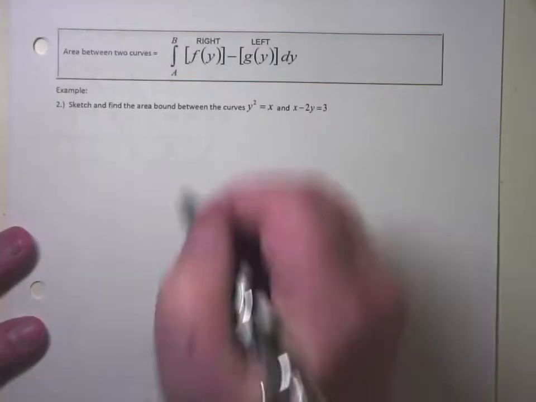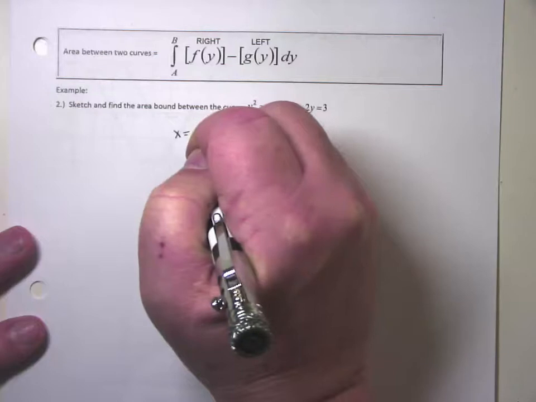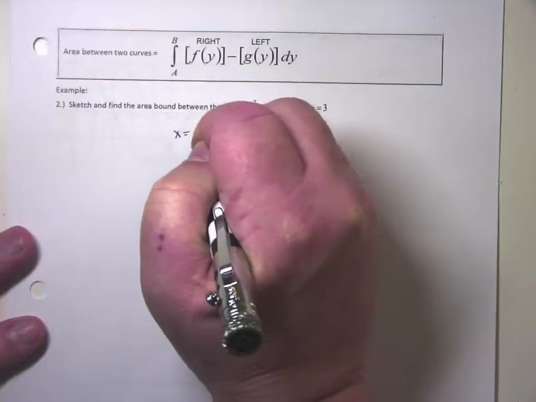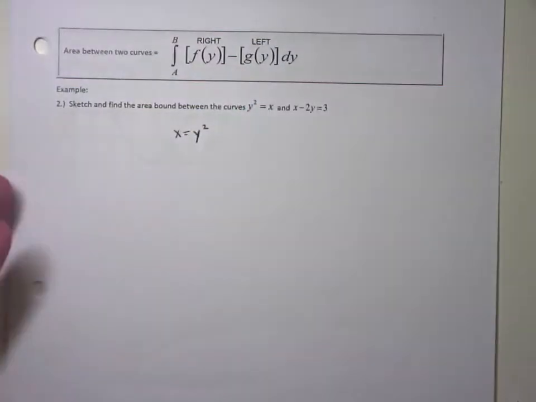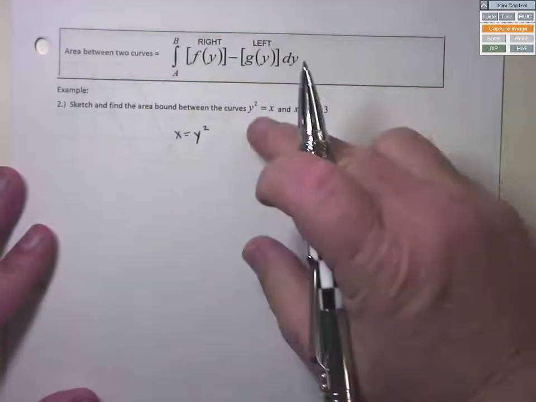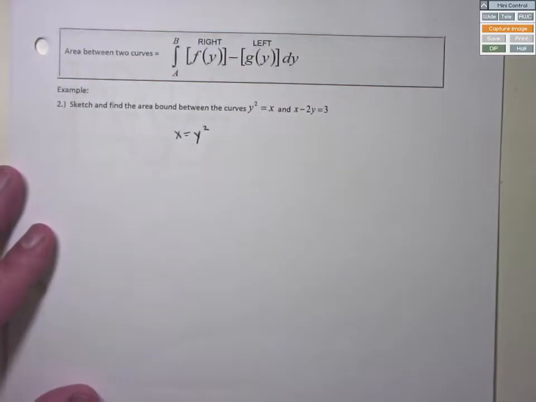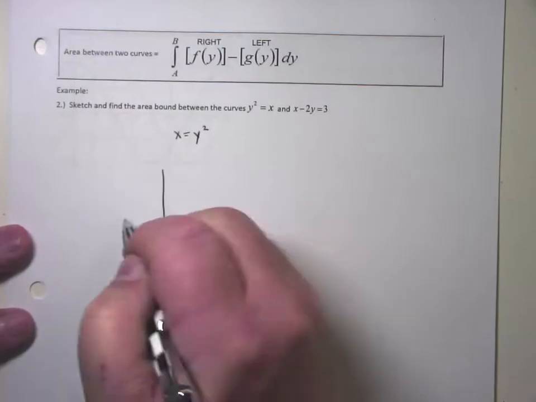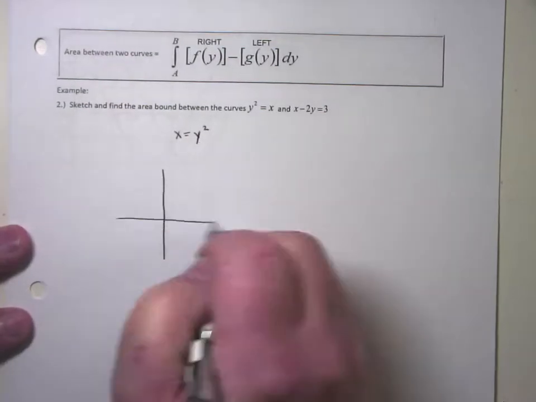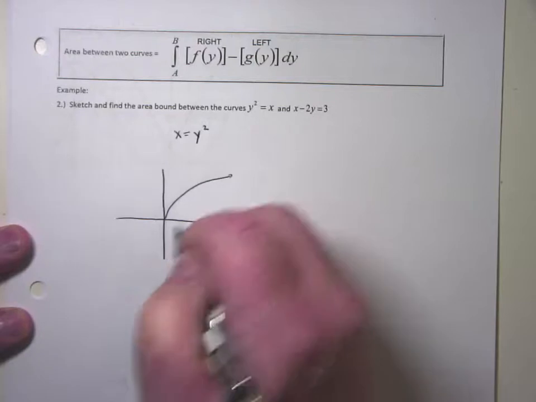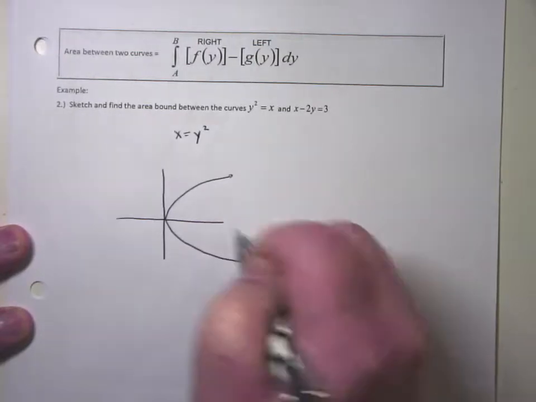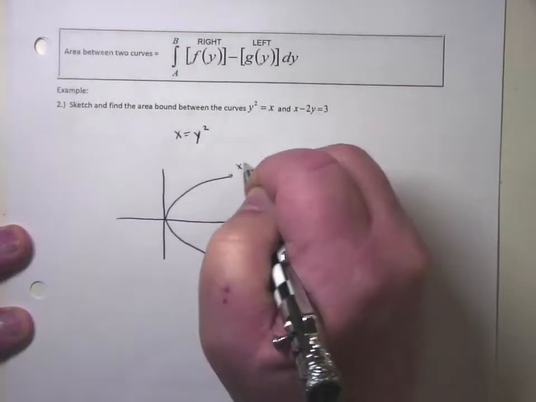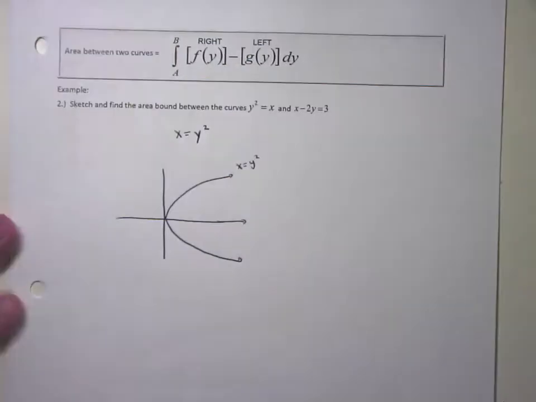What does x equal y squared look like? Now we know that y equals x squared is a parabola facing upward. X equals y squared is a parabola on its side. And because it's a positive y squared, it is opened to the right. This is what x equals y squared looks like.